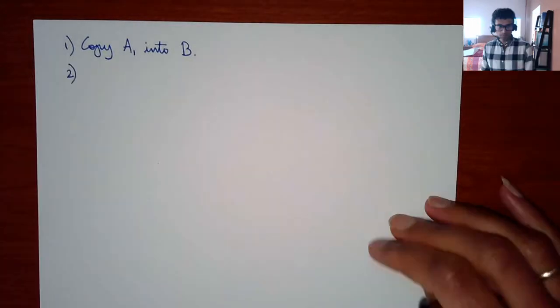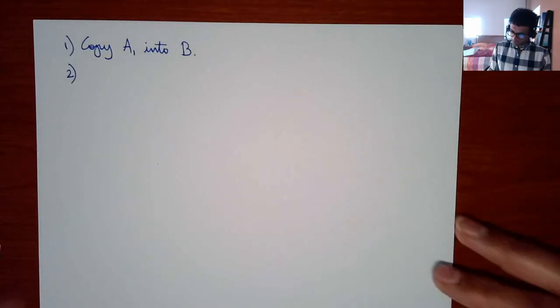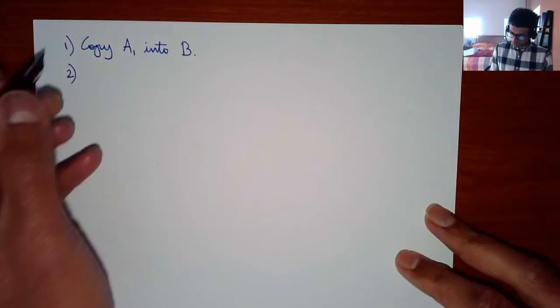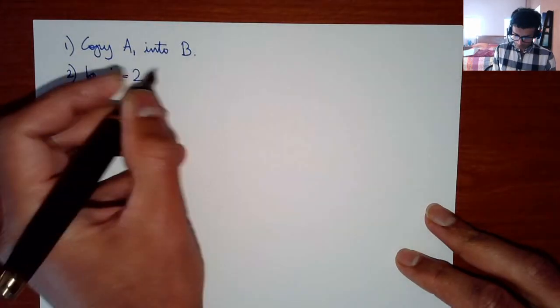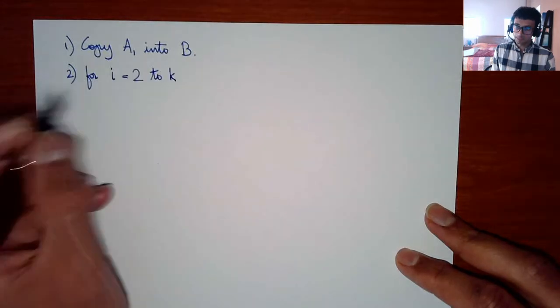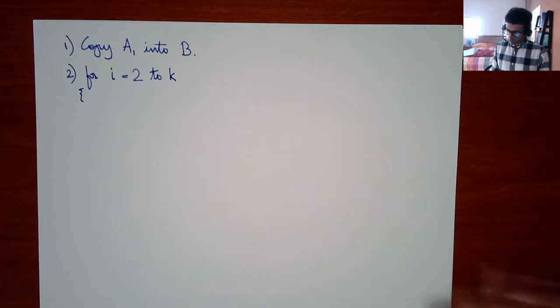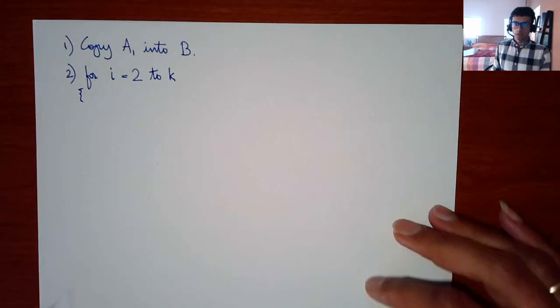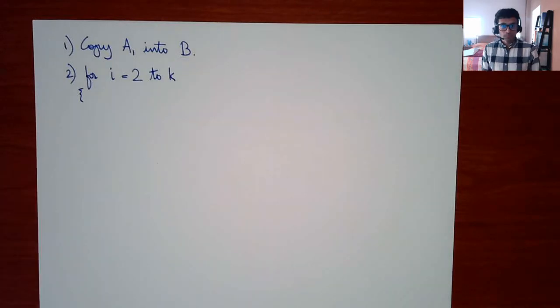Now the second step is going to be a for loop. So I'll say for i going from 2 to k. Maybe I'll just open up braces over there. So I'm just going to merge Ai with B. Okay, and this needs to be merged. When you do a merge, you merge it into some other array.